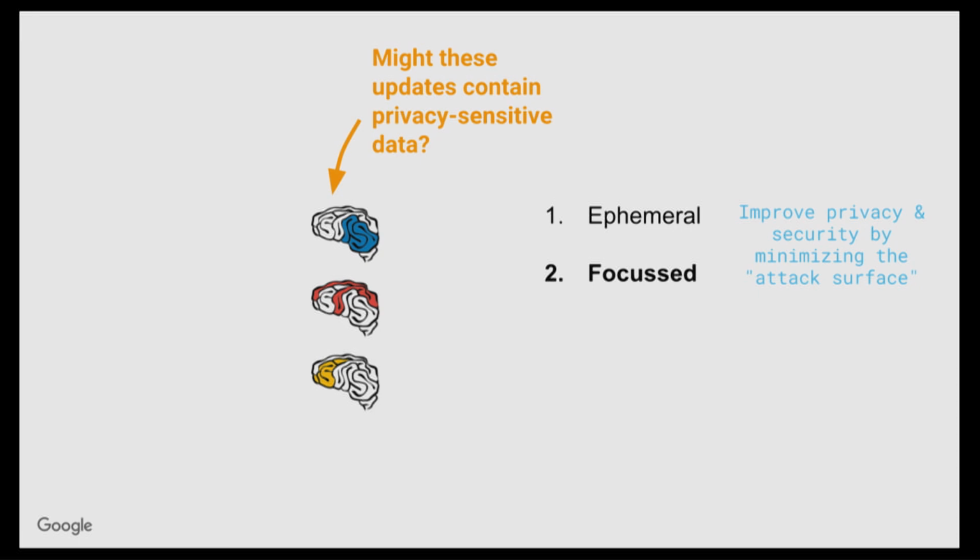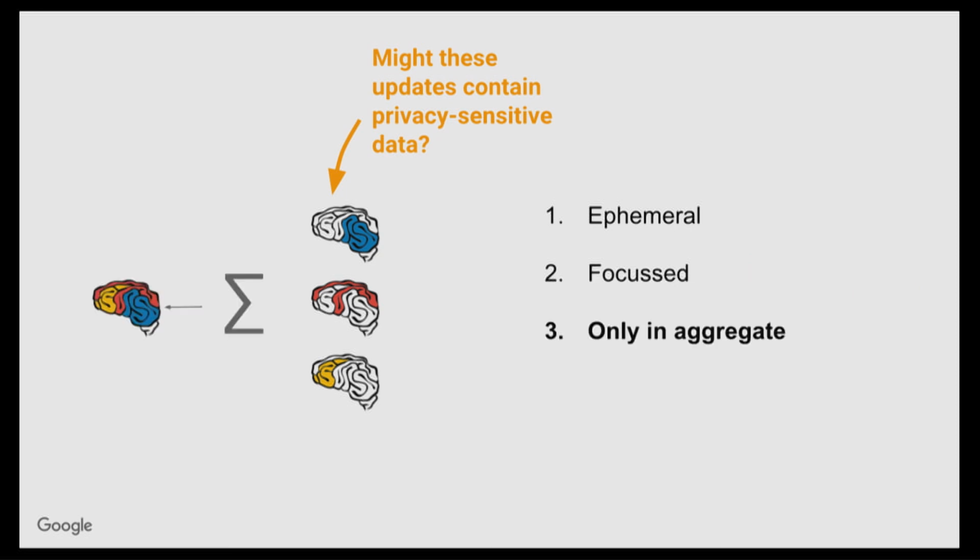Second, as already hinted at, this is a very focused collection. We're not sending all the raw data. We're trying to send really the minimal thing that is sufficient to improve the current model. So that's again better from a privacy point of view.